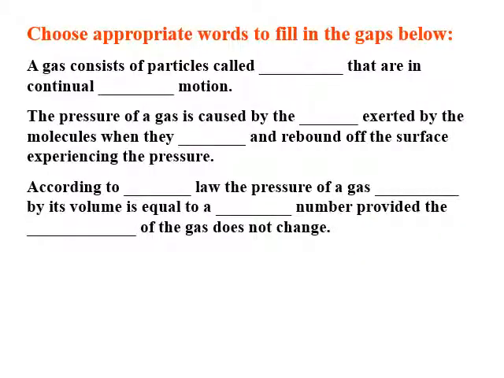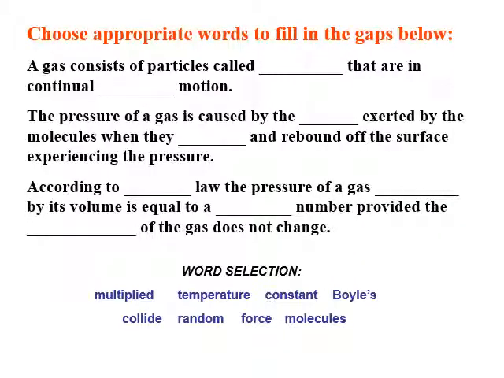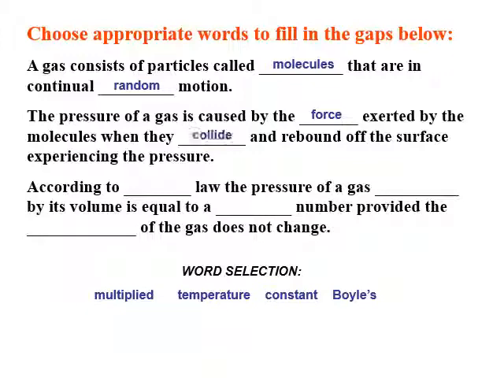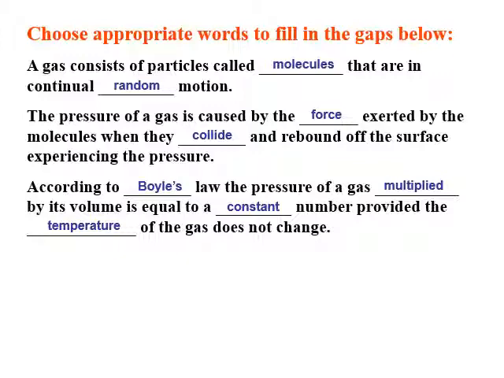Okay, so now we're going to choose the appropriate words to fill in the gaps below to summarize this particular topic. So a gas consists of particles called molecules that are in constant random motion. The pressure of a gas is caused by the force exerted by the molecules when they collide and rebound off the surface experiencing the pressure. According to Boyle's Law, the pressure of a gas multiplied by its volume is equal to a constant number provided the temperature of the gas does not change. And that is Boyle's Law.